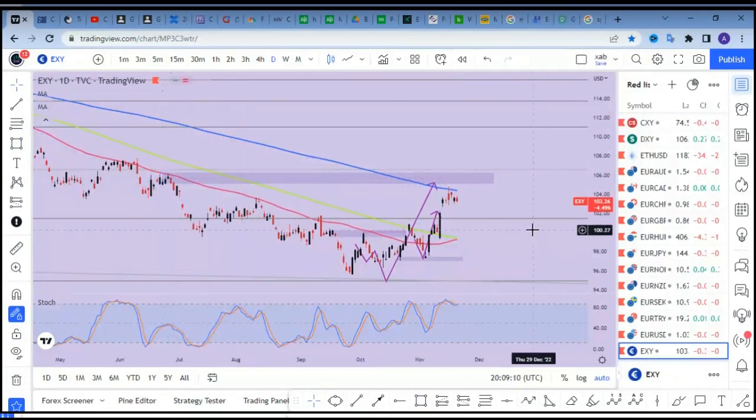So these are not gimmicks. This is not magic. There's real solid technical analysis at its best.